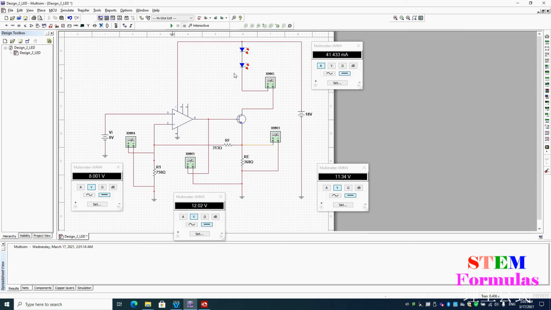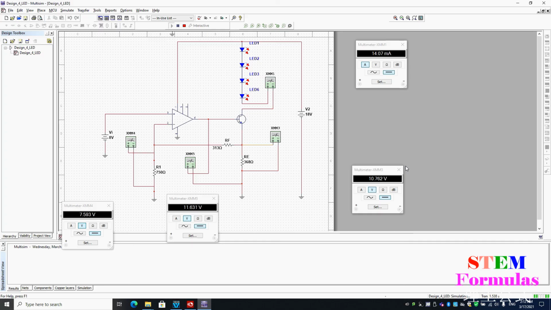Now we put two LEDs. For two LEDs, as expected, the circuit is still working. The current through the LEDs is 41.433 milliamp. Now we put three LEDs. 3 is the maximum number of LEDs in this circuit. The current flowing through the LEDs is 41.407 milliamp.